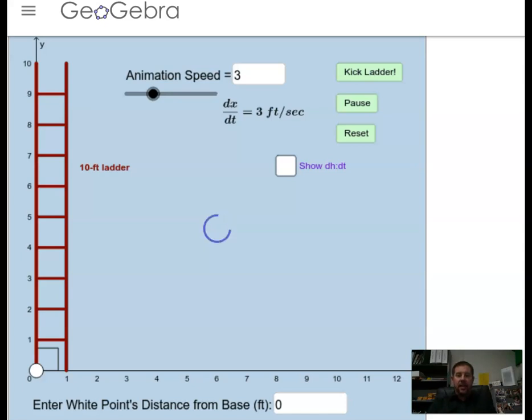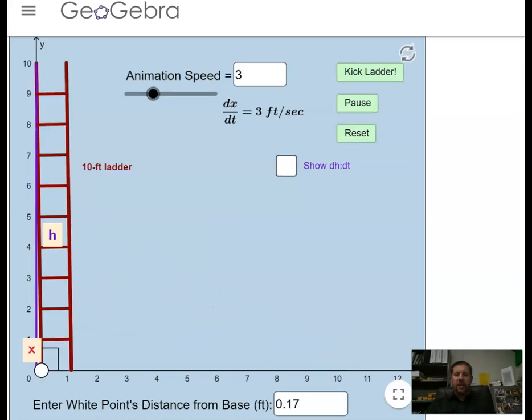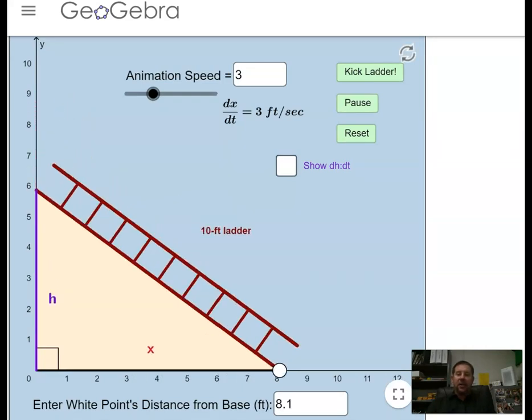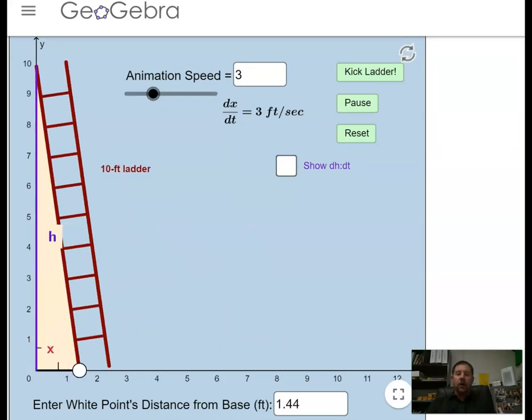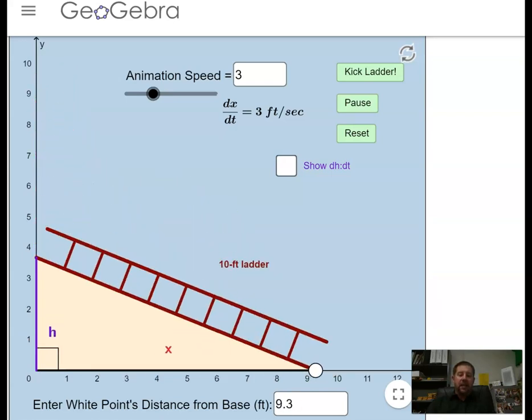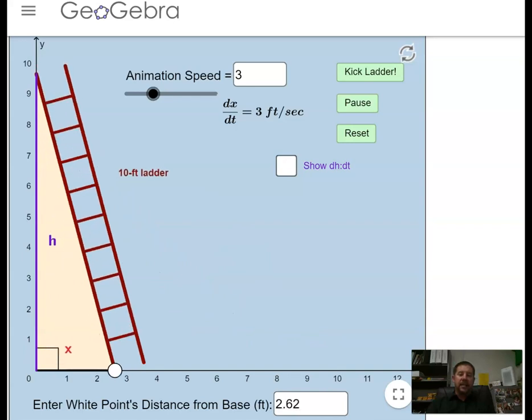It should start in a second. Hopefully this is not too much for it to handle. I'm going to pause it while it gets going, then we'll turn it back on. Okay, so I've kicked the ladder, now I've got this thing working, and so now the ladder is falling down the side of the wall, right? You can see that the bottom of the ladder is moving at a constant speed. In this case, it's moving at 3 feet per second.